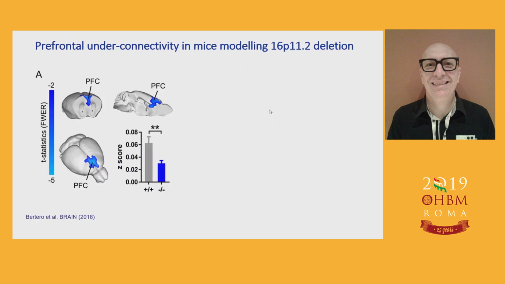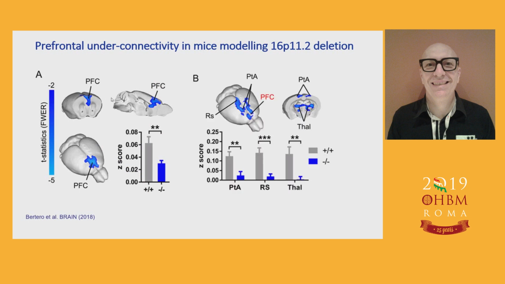So what about the mouse? Well, when we recapitulate this mutation in the mouse, pretty much it's the same picture. We have a focal reduction in functional connectivity in prefrontal areas, and if you want to see where this long-range disconnection is, it is affecting again parietal association regions. So far so good, very encouraging, right?